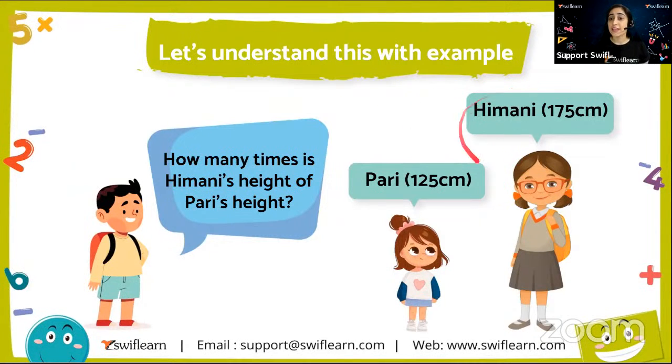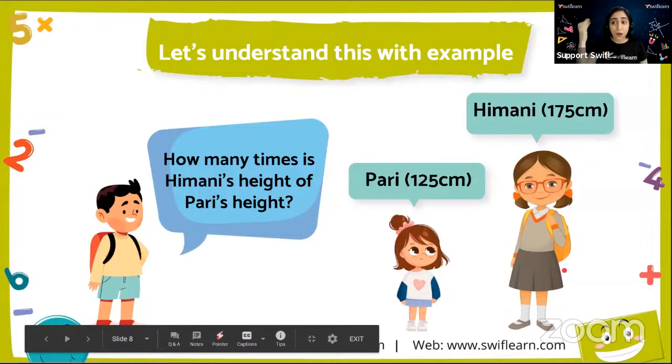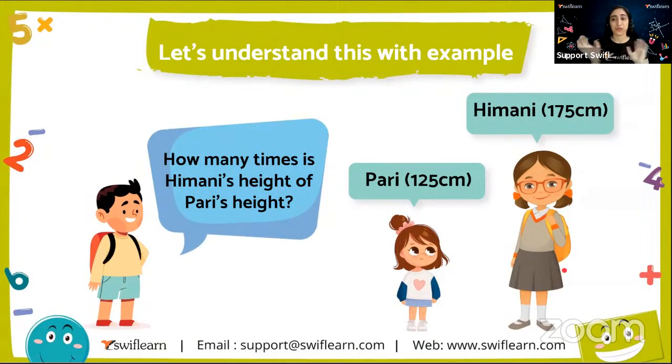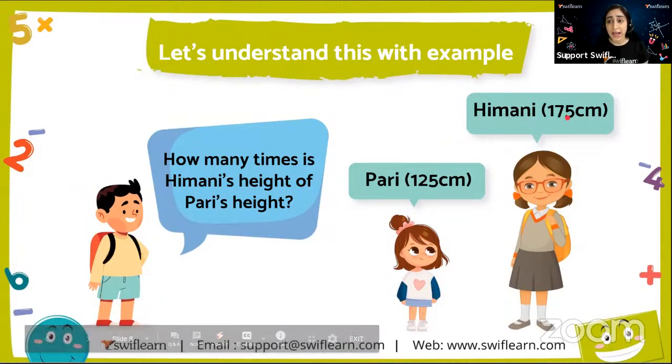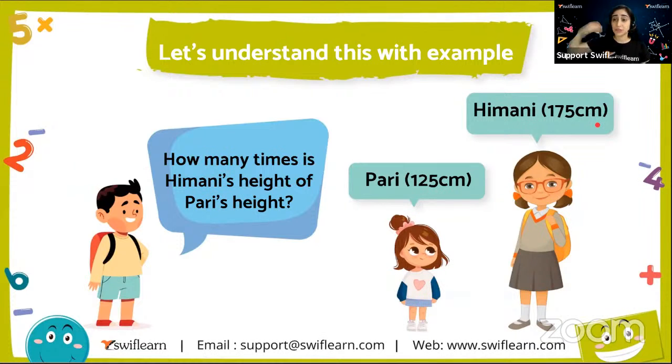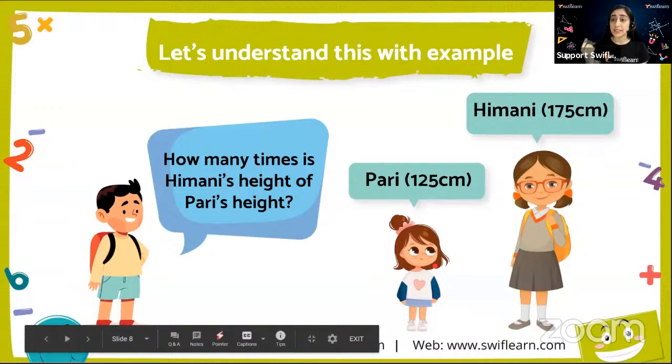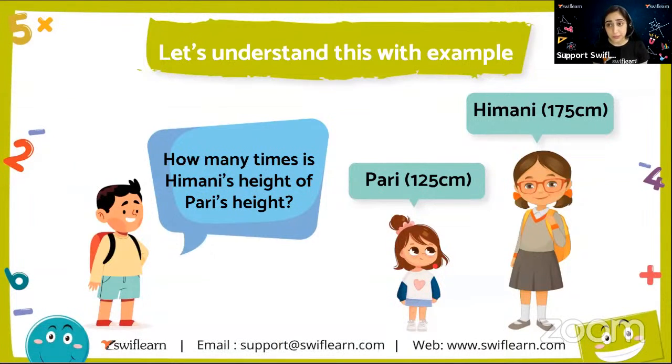Here there are two girls, right? One is taller, one is shorter. The picture is showing us clearly. There is Himani and there is Pari. It says that Himani has a height of 175 centimeters. She's tall. Whereas Pari's height is 125 centimeters. Okay, so we know the height.